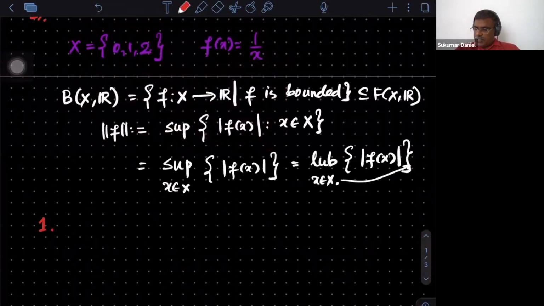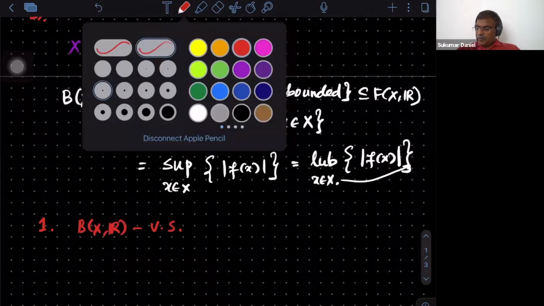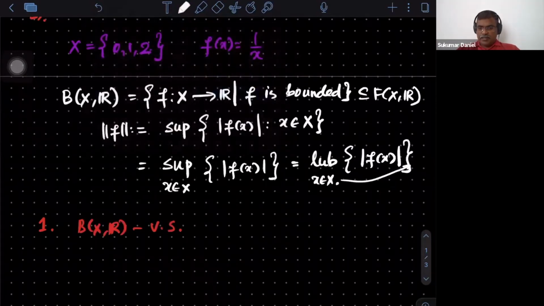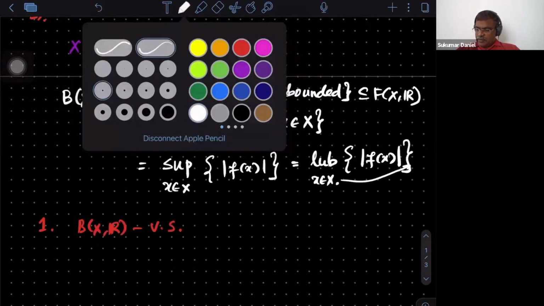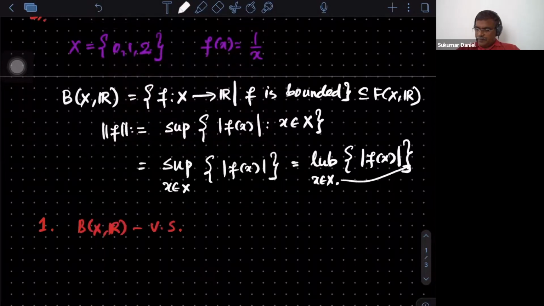So first, let's say BXR is a vector space. Okay, so let's go through it. This is a kind of 0. You are checking the vector space structure. Next, what about this norm?